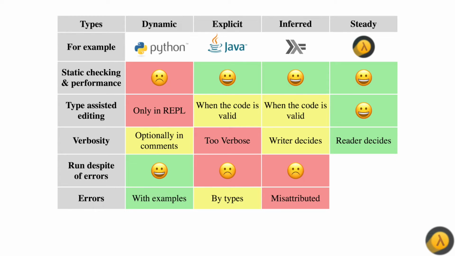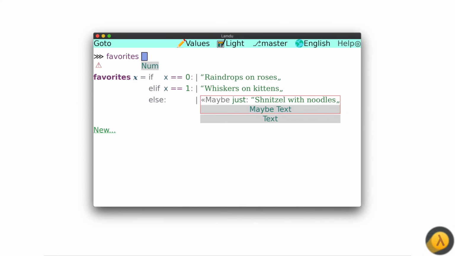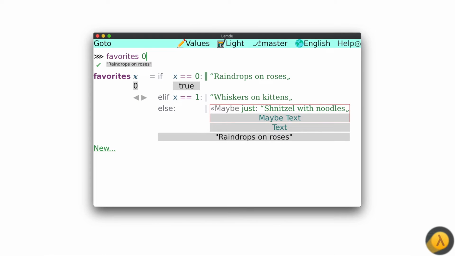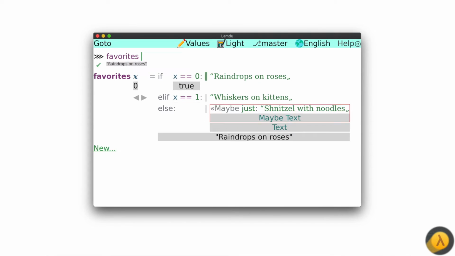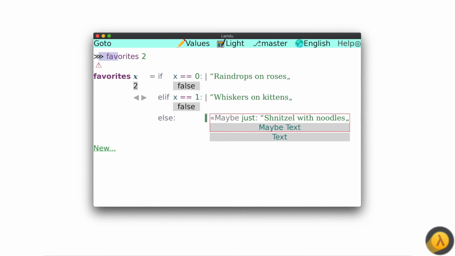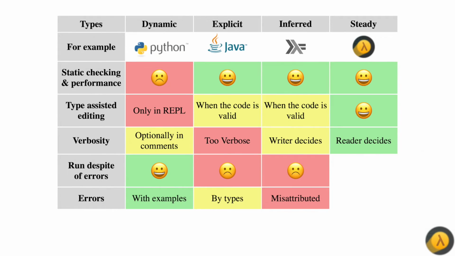Next, can we run code despite type errors? Let's see. This is a simple function enumerating favorite things. Despite containing a type mismatch, we can still run code including this function. Only when evaluation reaches the mismatch, it cannot work. So we can run despite errors.